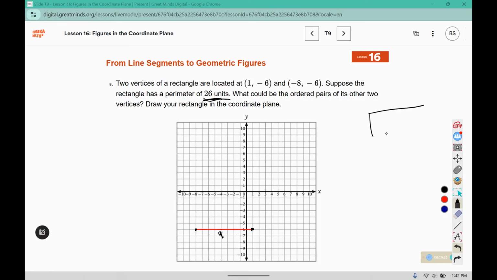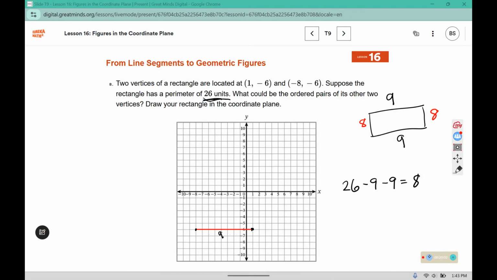Now, something that we know about rectangles is if one side is 9, another side has to be 9. So if the total is 26, and I already have 2 sides that are 9, how much does that leave me with? Well, that leaves us with 8. But that doesn't mean each of these sides are 8, because then 8 plus 9 is 17, plus 8 would make 25, plus 9 would make 34, not 26.